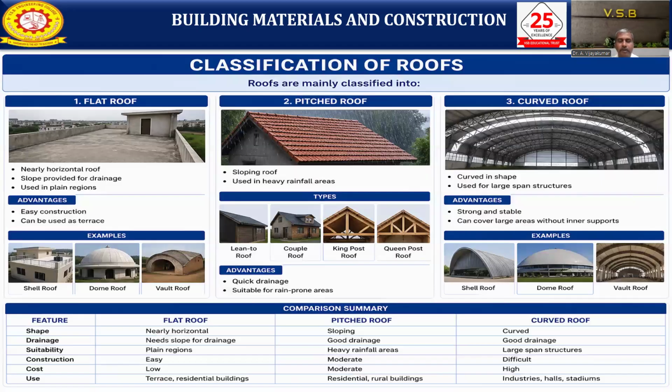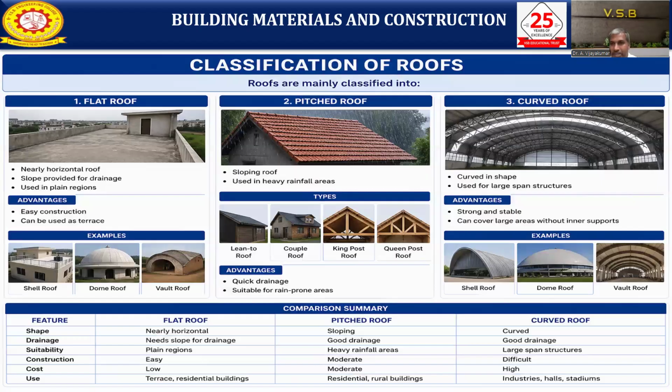This is a comparison summary of all three types of roof. In shape, the flat roof is nearly horizontal, the pitched roof has a slope, and the curved roof has a curve. For drainage, the flat roof needs a slope so that water can go out easily. The pitched roof has good drainage and the curved roof also has good drainage. For suitability, the flat roof can be used only in plain areas. The pitched roof is used where heavy rainfall is coming. The curved roof is used for large-span, industrial and mega structures.